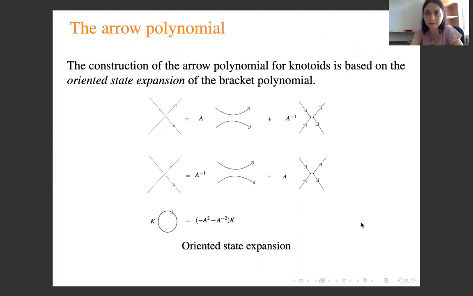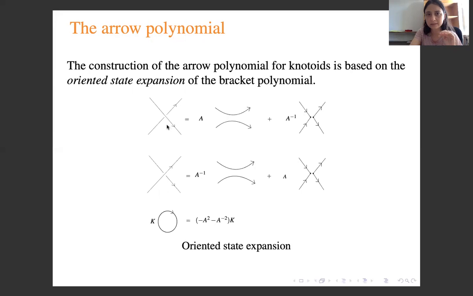One of them is the arrow polynomial that was introduced by Louis Kauffman for virtual knots initially. Then we applied the definition to knotoid diagrams to obtain an invariant of knotoids in the 2-sphere. Let's see how we define it. We have the oriented state expansion of the bracket polynomial to construct the arrow polynomial. Actually, we do the crossing expansion in the same way as for the bracket polynomial.